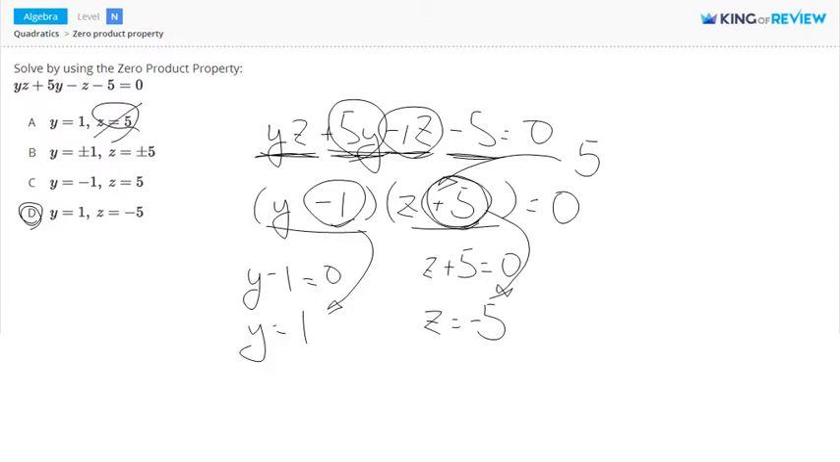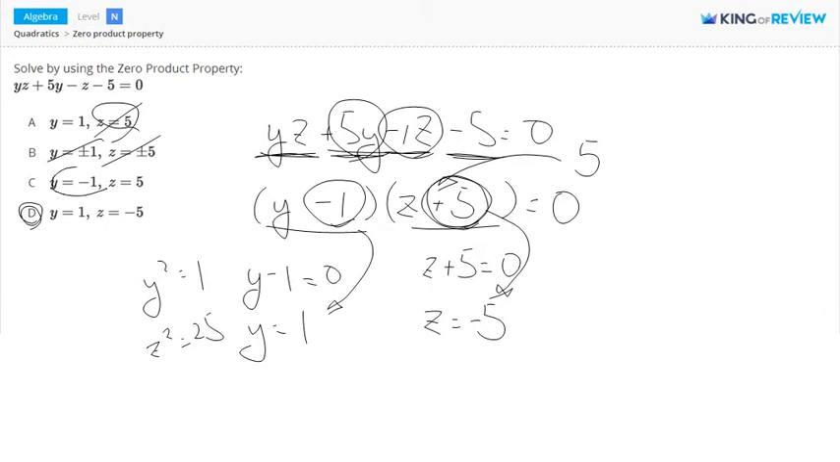Option B says plus or minus 1 and plus or minus 5. Well, we don't have the y squared equals 1 or the z squared equals 25, so that is going to be wrong.